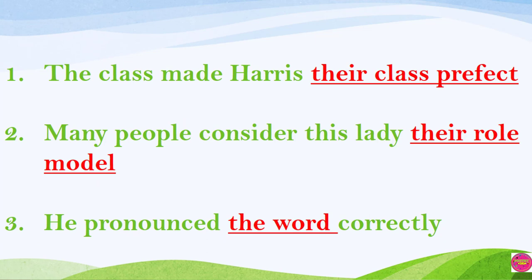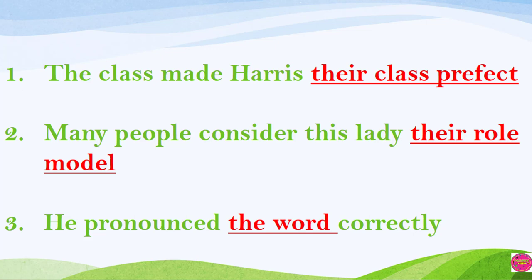Example 1. The class made Harris their class prefect. The underlined expression is a noun phrase, which functions as an object complement. Always remember that an object complement comes directly after the object it is talking about. Who was made the class prefect? Harris. Therefore, their class prefect is an object complement because Harris is the object in this sentence.